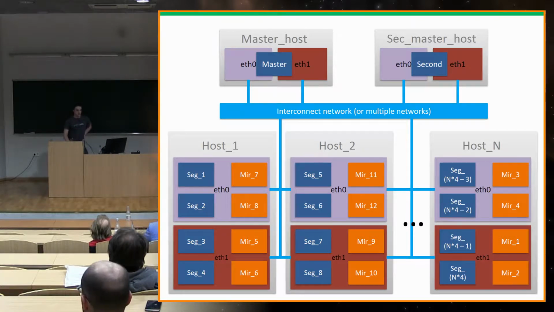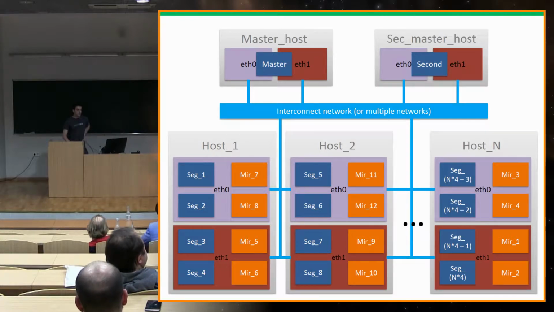Replication is synchronous. So if you received commit from the master, it means that the data were committed to the mirror and to the segment, and the master has collected commits from every segment in the cluster.